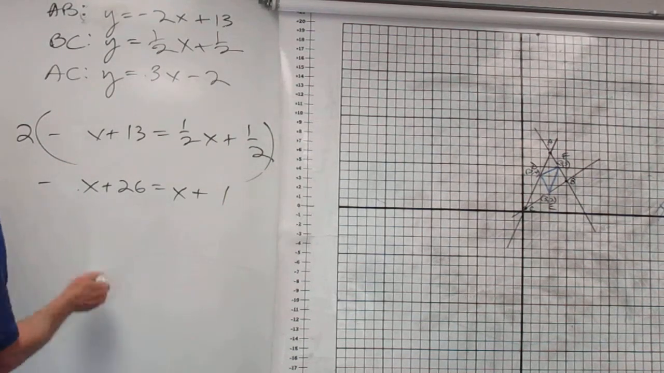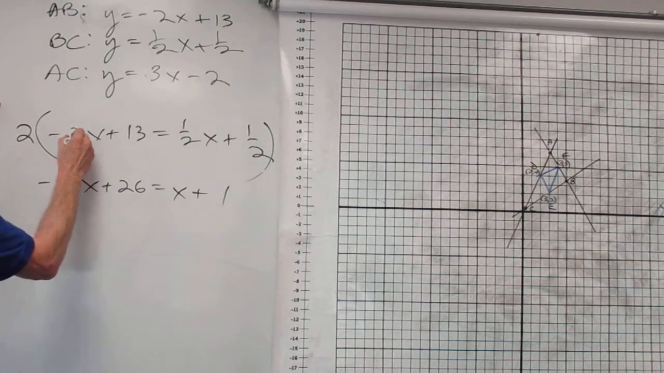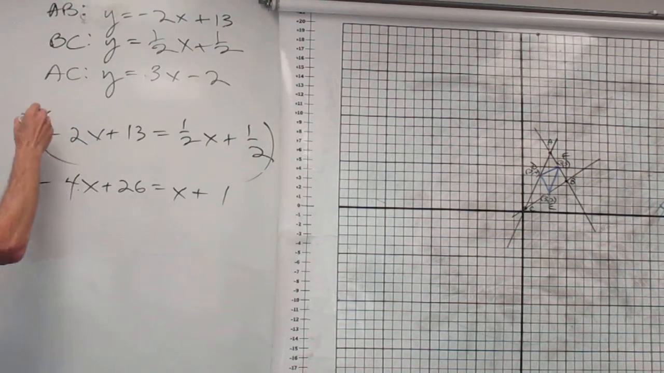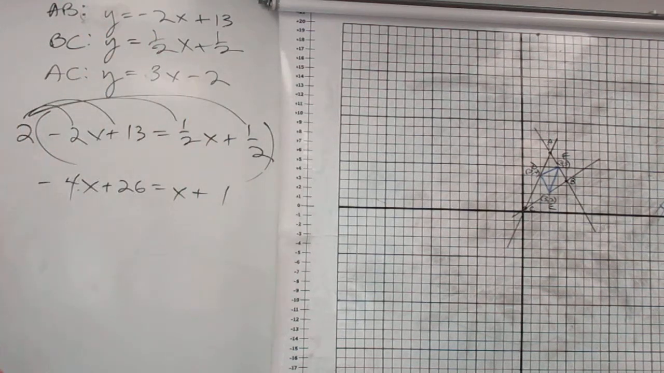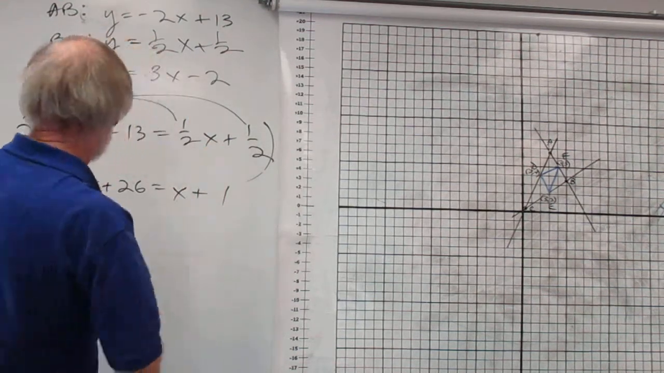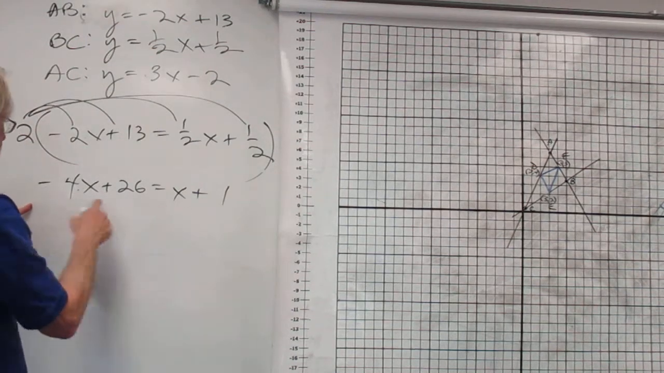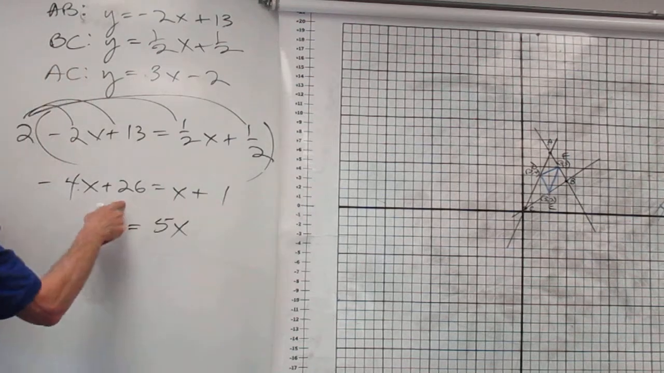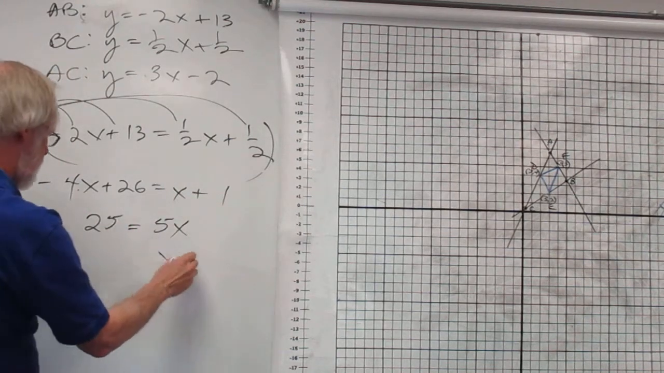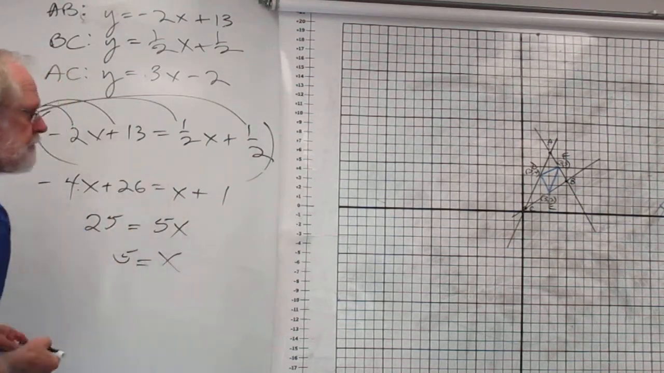So let's back up to this point. This was a negative 2, but this then should have been 4, because remember, I have to distribute to all the terms, and don't make the mistake I just made, please. So now I'm going to add 4x to both sides, and I get 5x equals, I subtract 1, I get 25, so x equals 5.